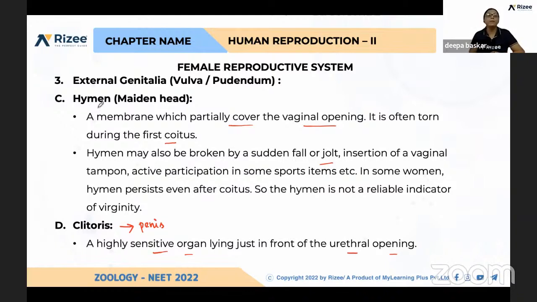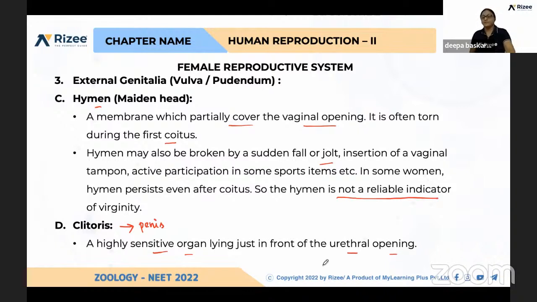So usually people used to check the virginity of a female by checking whether the hymen is present or not, but we cannot rely on that, because there are so many reasons that the hymen can be broken down. So this is not a reliable indicator of virginity.